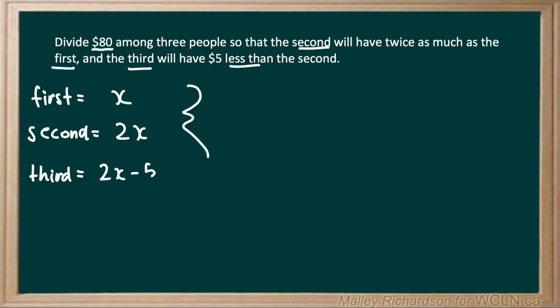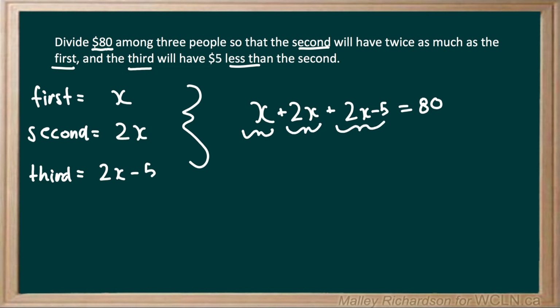So all of this money has to be added up to equal 80, because the $80 was divided among these 3. So we'll have the first plus the second of 2x plus the third of 2x minus 5 to give us 80. So we took our first person, added it to the second person, and then added that to the third person's total, which should all add up to equal $80. So our formula is x plus 2x plus 2x minus 5 equals 80 as our final answer.